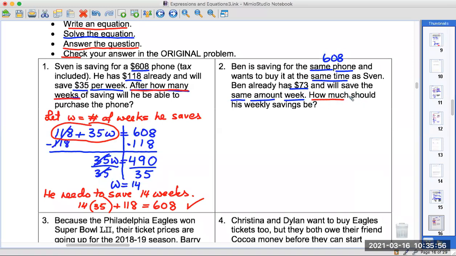So when it says how much, am I looking for a week or am I looking for a dollar amount? I'm looking for a dollar amount. How much is savings. How much is telling me how much am I going to save each week to make it at the same time as Sven with just $73. So this is where I identify my variable. I'm going to say let, and I can pick any letter. I could say A. How about A is the amount Ben has to save each week.